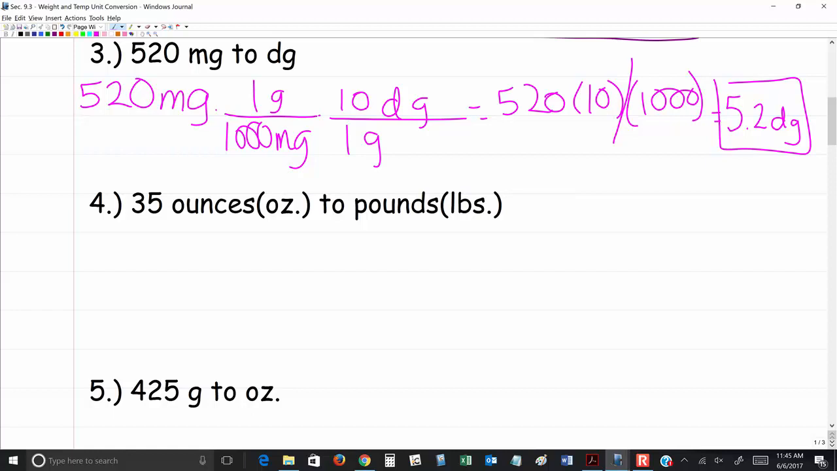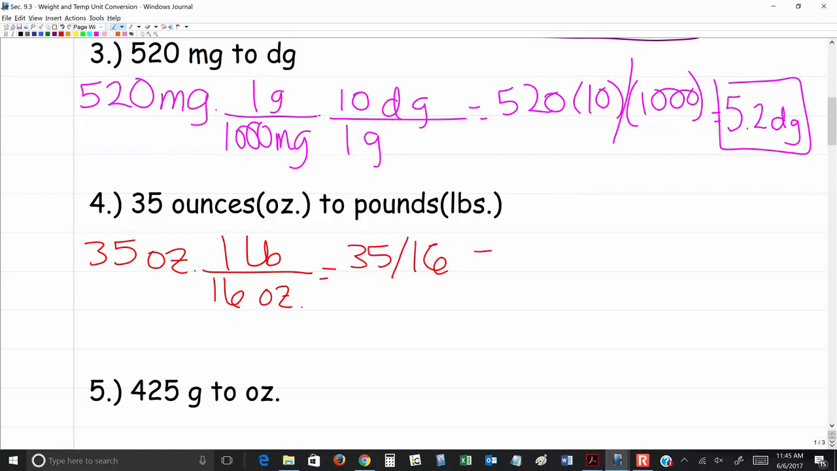35 ounces to pounds. You should already really know that one, but they gave it to you anyway on the conversion sheet. 16 ounces in a pound. So 35 ounces, 16 ounces equals 1 pound, so 35 divided by 16 is 2.1875 pounds.